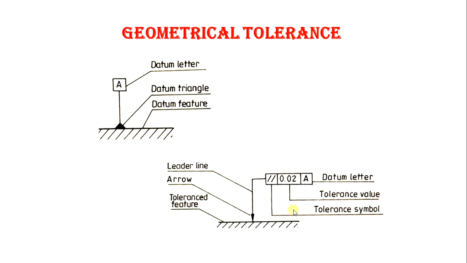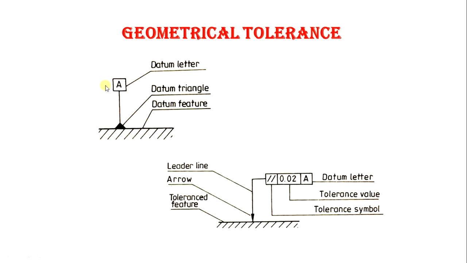Now in today's session we'll discuss the geometrical tolerances. Most probably, geometrical tolerances relate to surface properties. If you observe this figure, this hatched position indicates the datum surface. The datum surface may be the component on which we have to provide the geometrical tolerance.